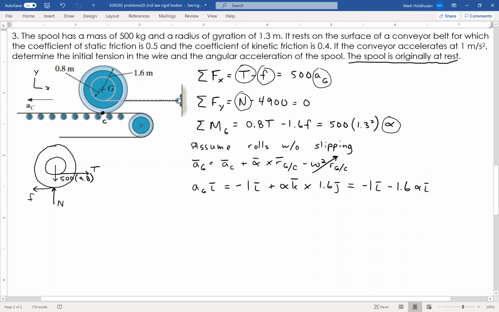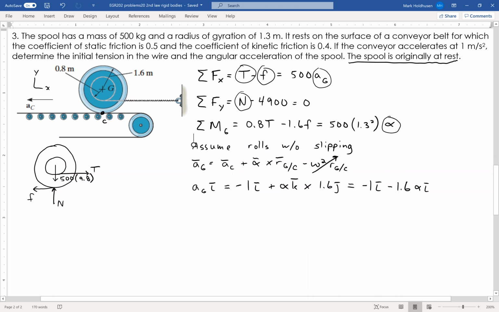Now, there is a fourth equation. I still can't solve all of this stuff, right? Because I've only got 4 equations. I do now have a relationship between AG and alpha. The problem is that's, again, just one extra equation. I have 5 unknowns. Okay, so I need one more equation. Now, here's the thing that is definitely true.